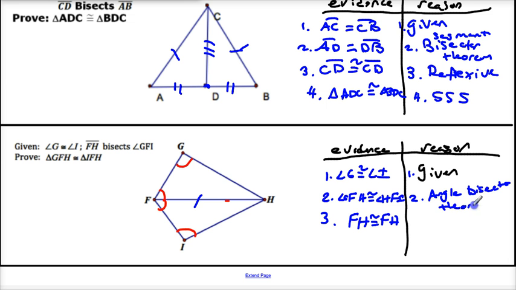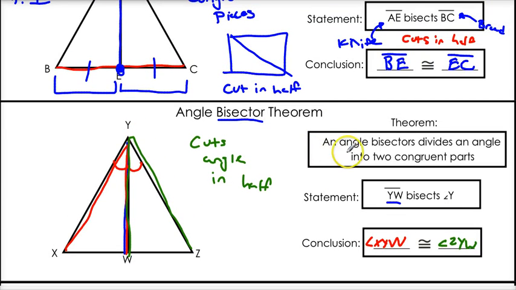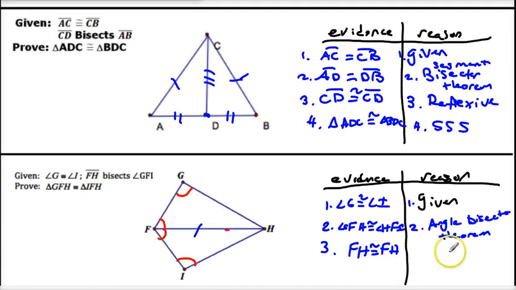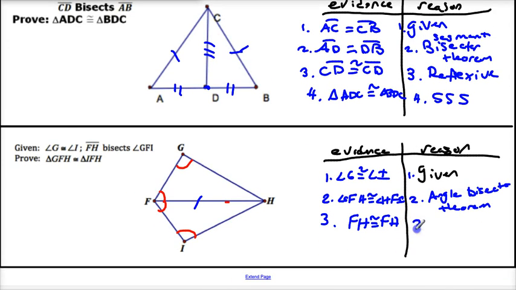And I'm going to keep saying this. I don't have the room to put this in there, but you should write this whole thing. An angle bisector divides an angle into 2 congruent parts. That's how you know this is true. You can't just write the theorem. And 3, we have our shared side. This is the reflexive property.